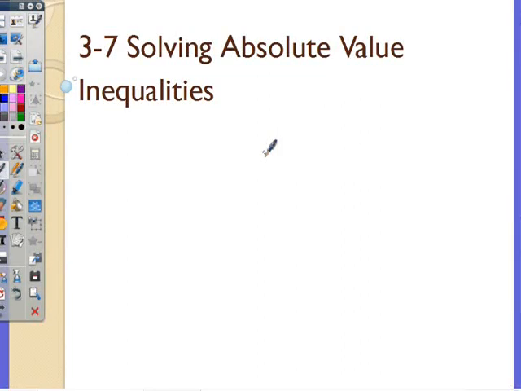3-7, solving absolute value inequalities. And for this one, guys, the know it no page just is not going to work for us.